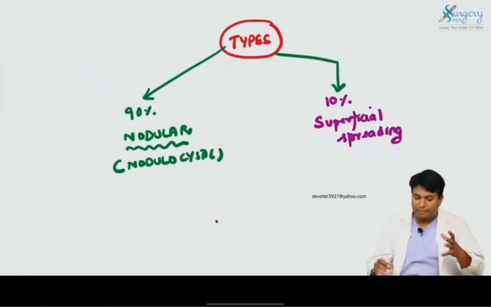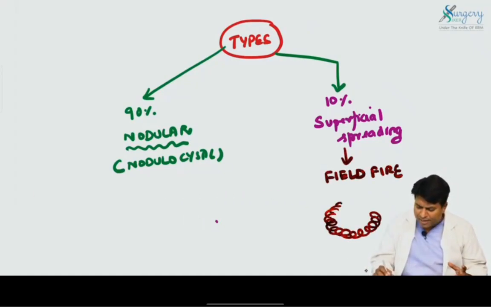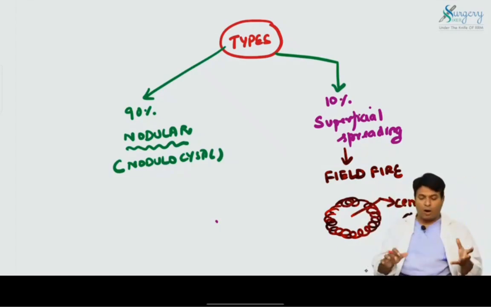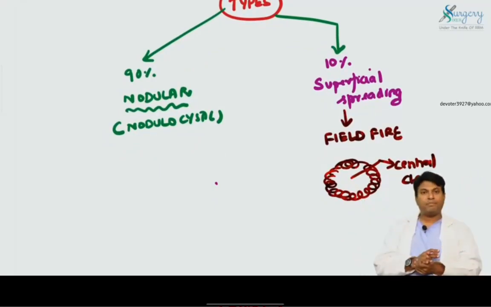The superficial spreading type is also known as field fire type, because in this cancer there will be peripheral lesions like this with central clearing. The center will be clear and the periphery will be like a burnt field. When you see a burnt field, the center will be clear and the border will be burnt out. Like that, there is a field fire appearance in the superficial spreading type.